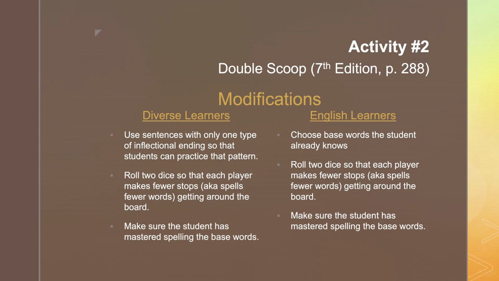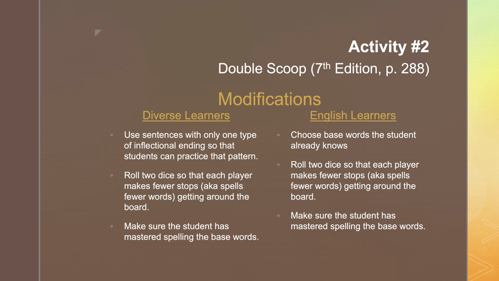Other options could be you could roll 2 dice instead of 1. By rolling 2 dice, they make fewer stops along the game board, and so they'll get around a little quicker. They'll still spell words, but maybe not quite as many. And then they could also, just ahead of time before playing the game, really make sure that they've mastered spelling the base words so that that's not a frustration point for them when they're playing the game.